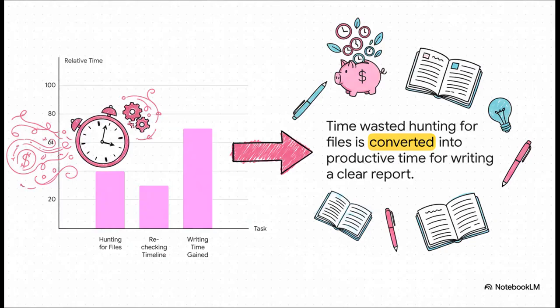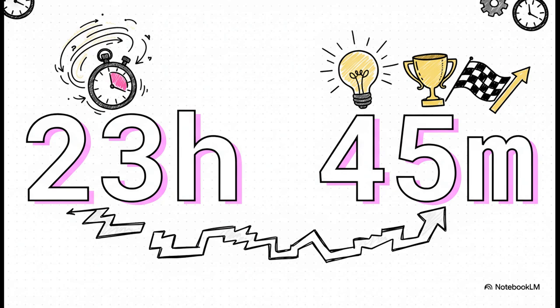And this is the payoff, visualized. All that time you used to burn just hunting for files or second-guessing the order of events, that time is gone. And it's not just gone, it's converted. It's converted directly into time you can spend writing a clear, professional, pass-worthy report. You're not just getting organized, you are literally buying back precious time. And let's be real, in the OSCP with that brutal 23-hour and 45-minute clock ticking down, every single minute is gold. Every minute you save on stupid, frustrating organization is a minute you can spend on actual analysis. It's a minute you can use to get that next shell, find that next flag, and get that pass.